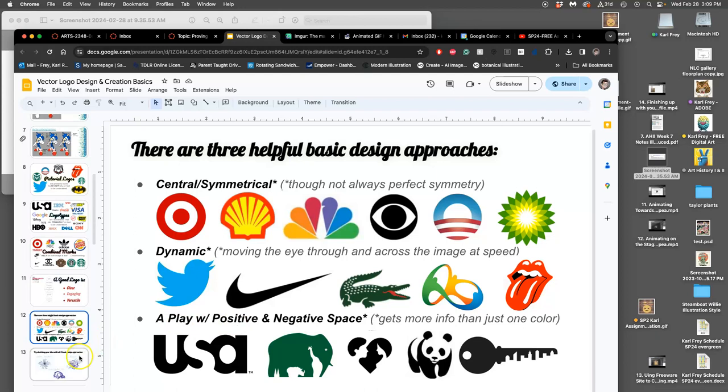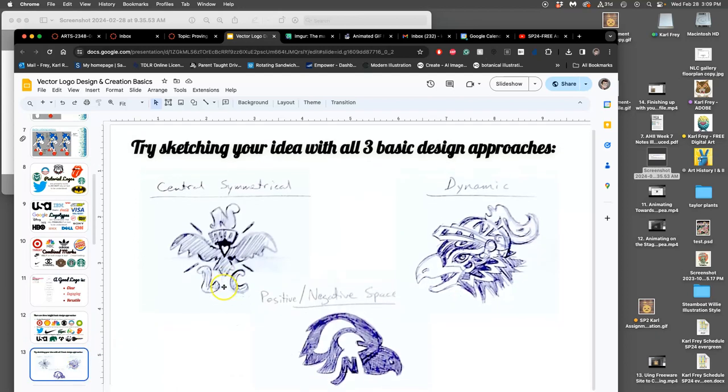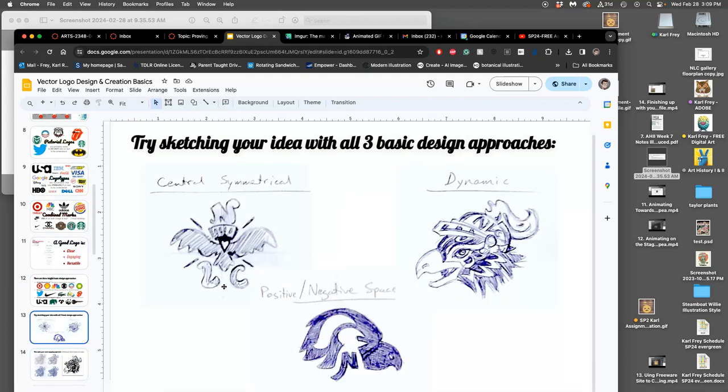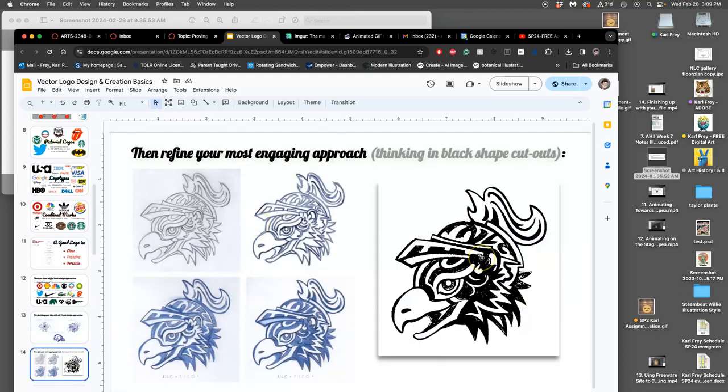So let's say your theme was to redesign our college mascot and turn it into a logo, right? This would be three ways you could sketch that. Nico the Nighthawk. So central symmetrical, dynamic, play of positive and negative space. Then that is proving ground number two. You'll post those sketches. You'll give your input to another student on what your favorite is. Then you'll choose your favorite and you'll use that to make your refined sketch.